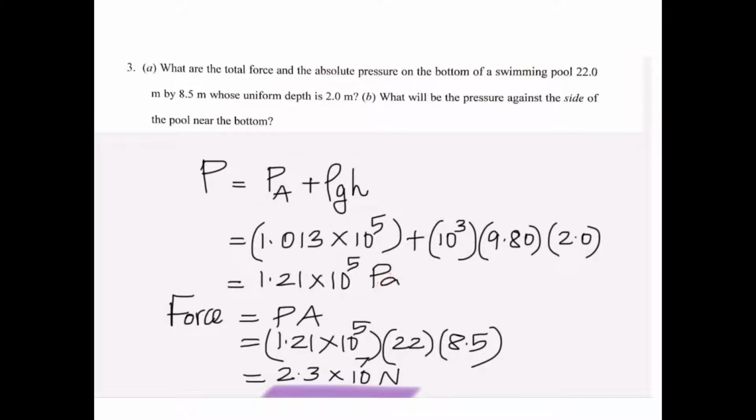Now, how do you get force? Force is pressure times area, correct? Because pressure is force by area. So when you rearrange that, force is going to be pressure multiplied by area.